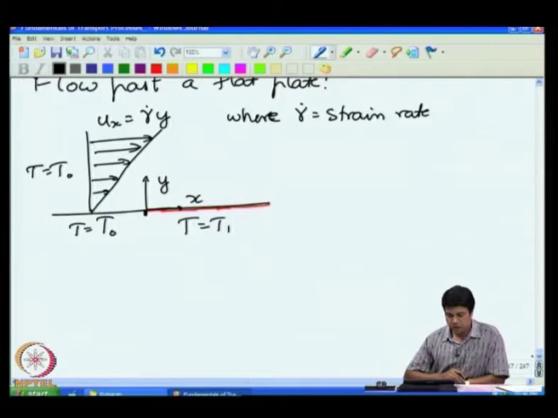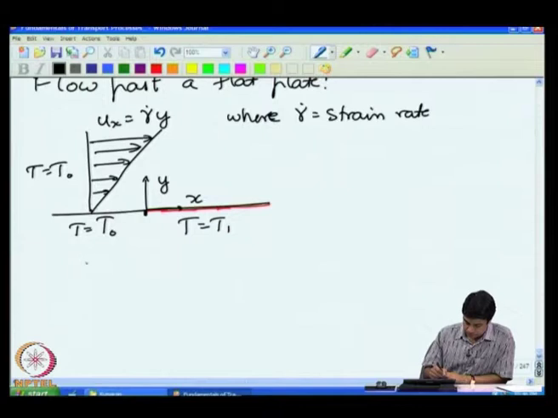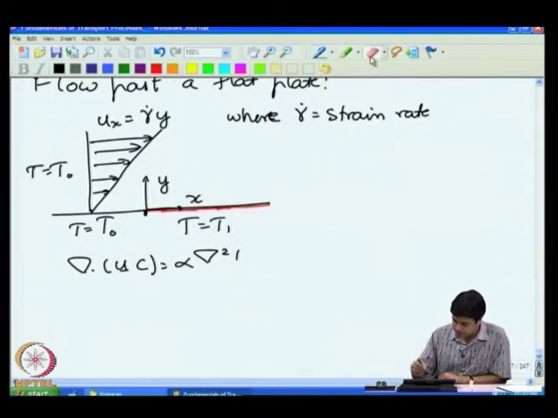And let us consider that this process is happening at steady state, so that there is no time derivative. So, my heat conduction equation just becomes u dot del T is equal to alpha del square T.